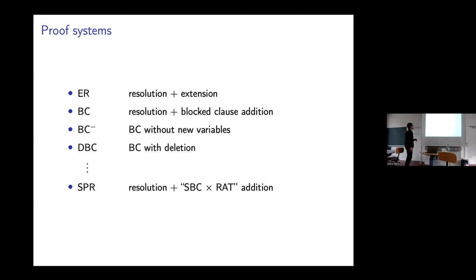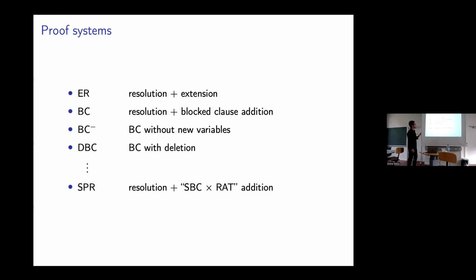And this is my notation for the proof system. So ER is extended resolution. It's the extension resolution rule plus the expansion rule. BC, I use the same abbreviations for the systems and the types of redundancy criteria. So BC is this resolution rule plus block clause addition. And BC minus is BC without new variables.